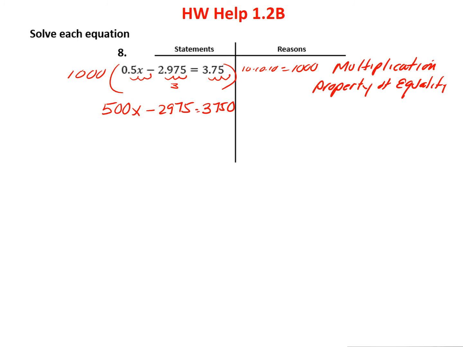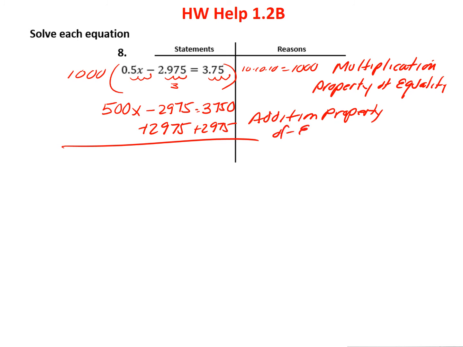So now, here's our two-step equation. We'll undo the subtract 2975 first by adding 2975. So here we have 5. 7 and 5 is 12, carry the 1, 17, carry the 1, 625. That goes away, and we have 500x. So now to solve that, we'll divide both sides by 500.